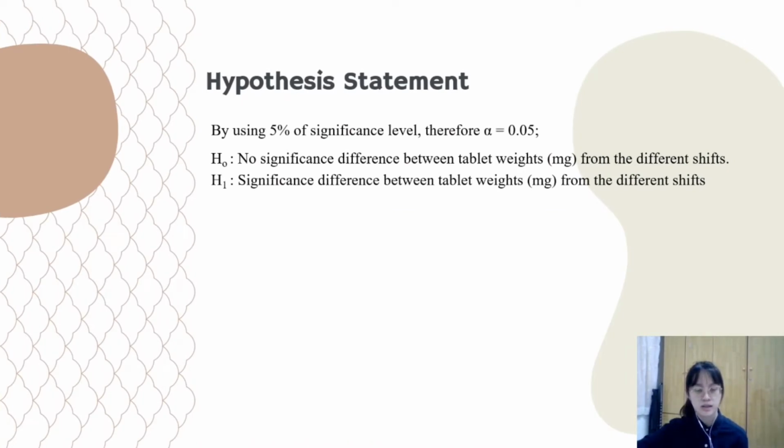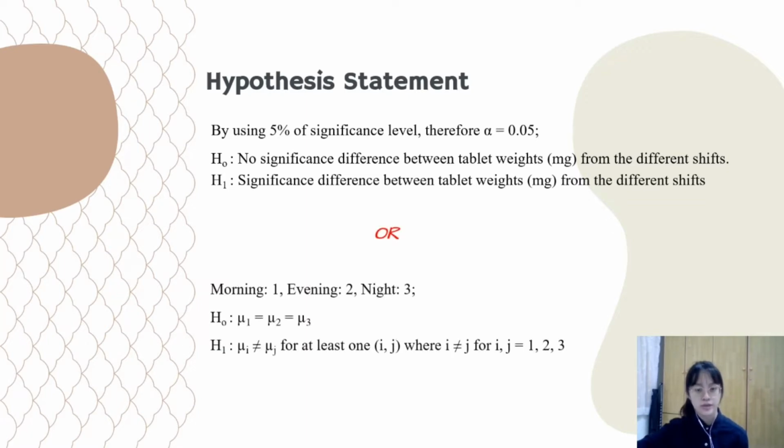So for the hypothesis statement, H0 is no significant difference between the tablet weights from the different shifts. H1 is a significant difference between the tablet weights from the different shifts. Or we can write it in symbol form as shown in the slide.